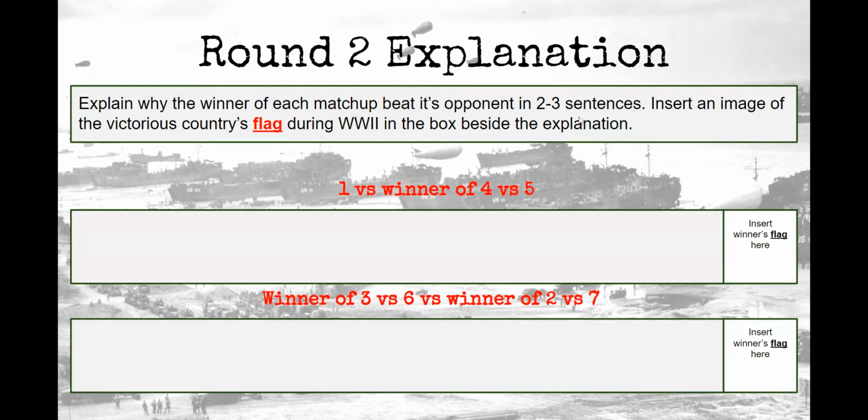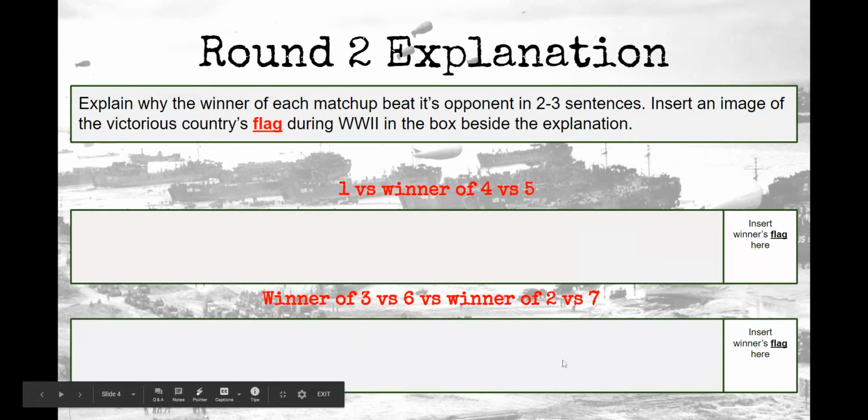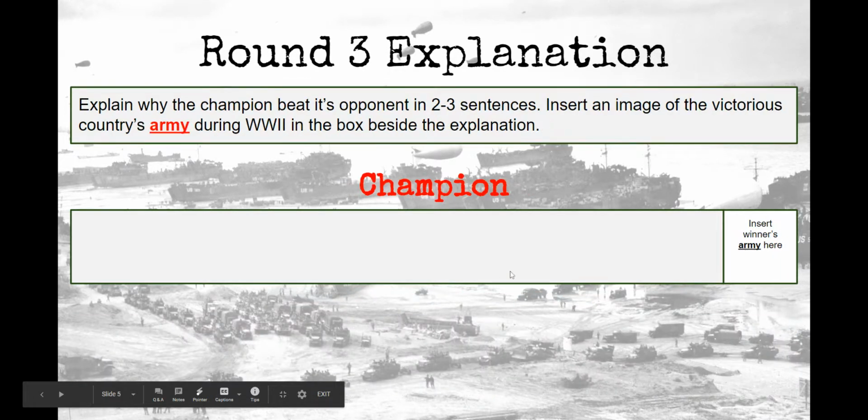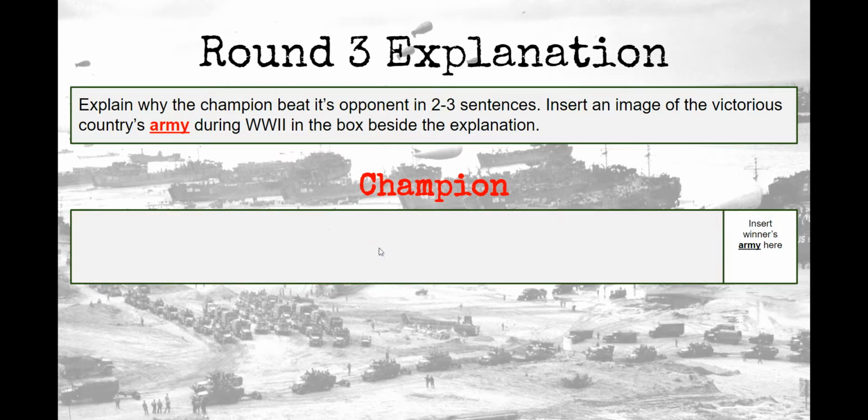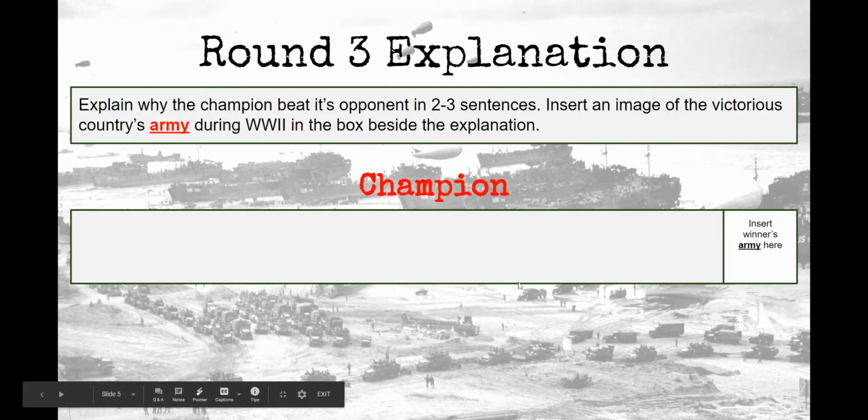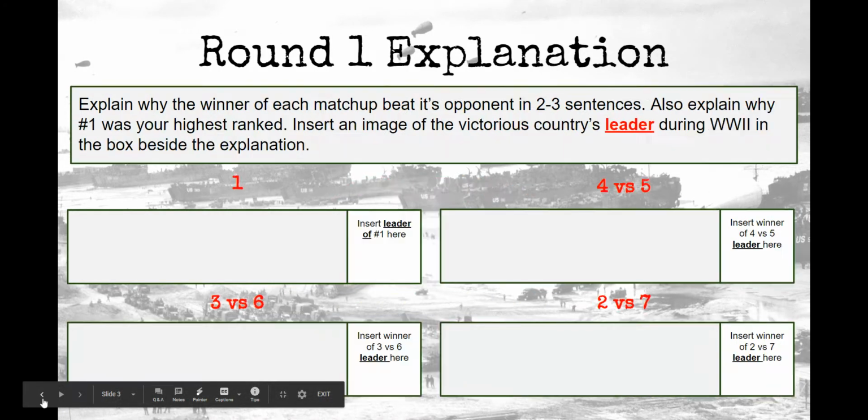Now, what we don't want is for you to copy and paste your explanation from the last round and put it in here. Come up with something different. There's plenty of evidence out there that you can choose to write a 2 to 3 sentence explanation. And then you're going to do that all the way until you have a champion. You'll follow your bracket through, and your champion is your last team standing, the final team, and you're going to write a final explanation of why they were the champion. You're also going to insert a little bit of information or a picture of their army.